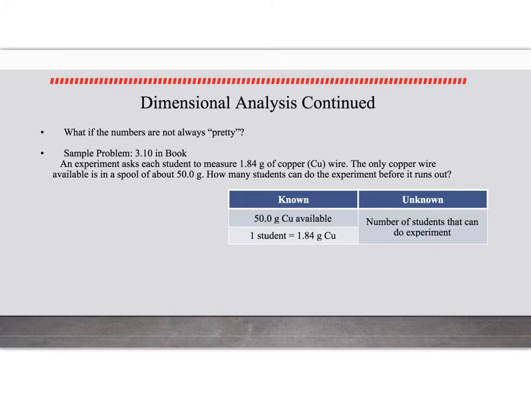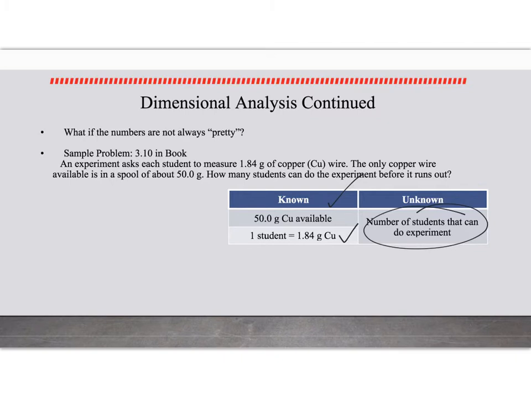So in the book, there's a sample problem where an experiment asks each student to measure 1.84 grams of copper wire. The only copper wire available is in a spool of about 50 grams. How many students can do the experiment before it runs out? Well, we know that there's 50 grams of copper available. Each student needs 1.84 grams of copper, and what we need to know is the amount of students that are able to do this experiment without it running out. Well, I need to look at the given in the problem.